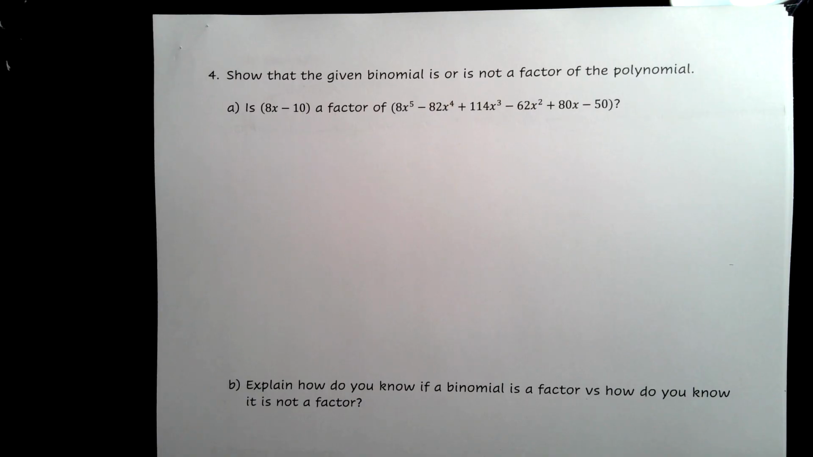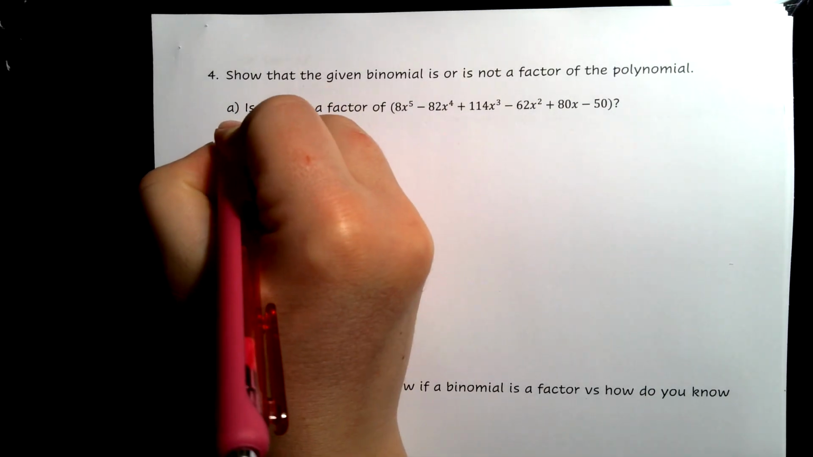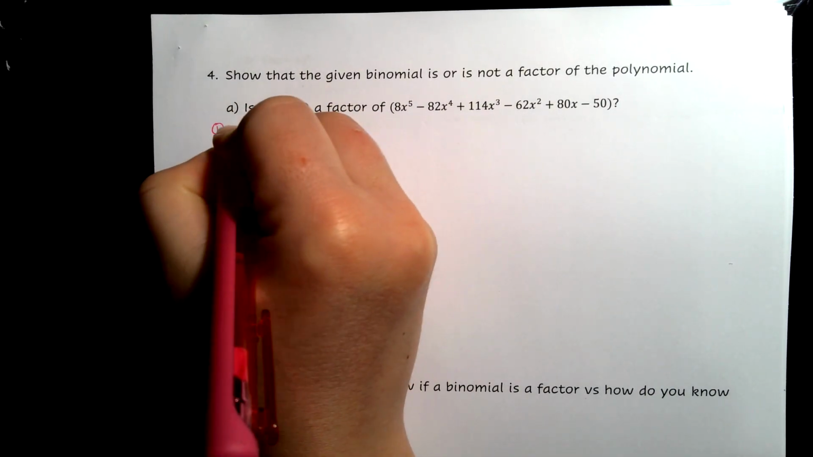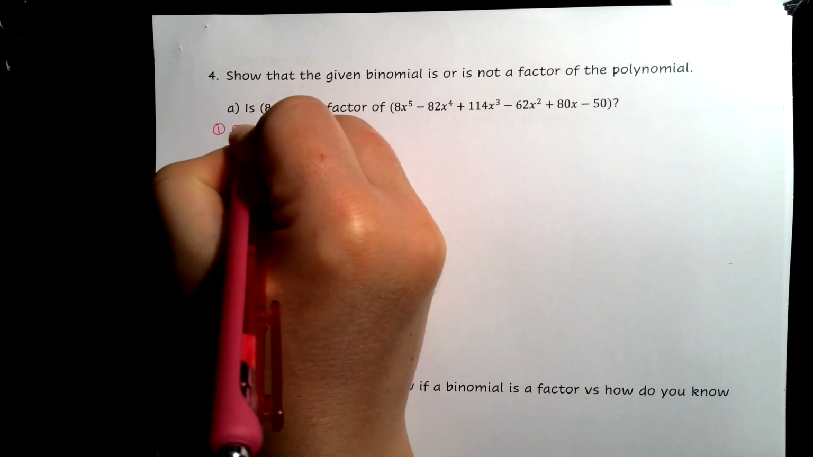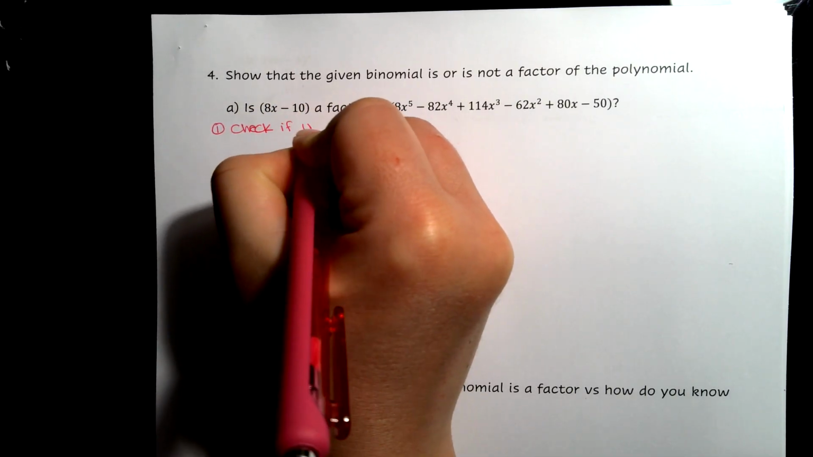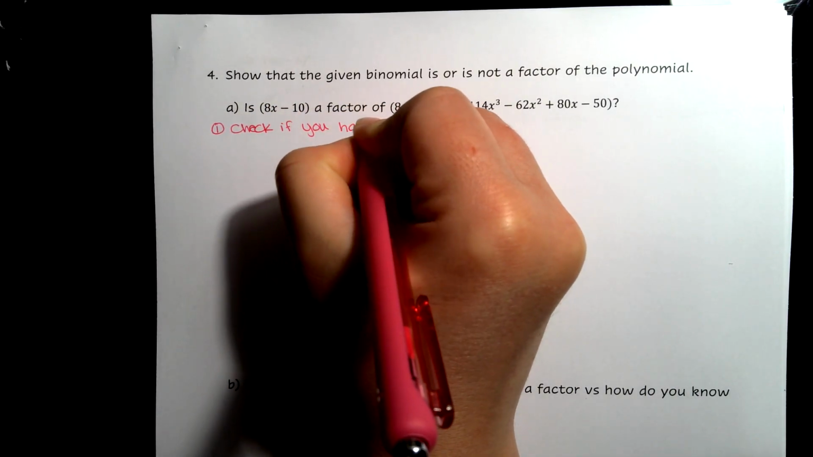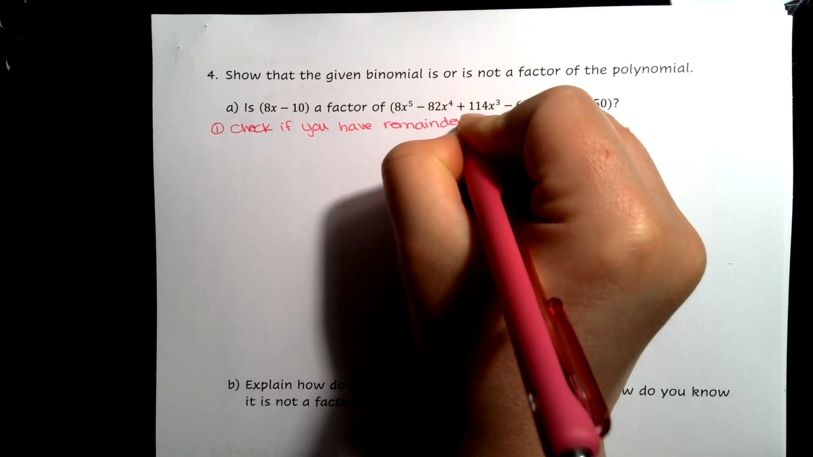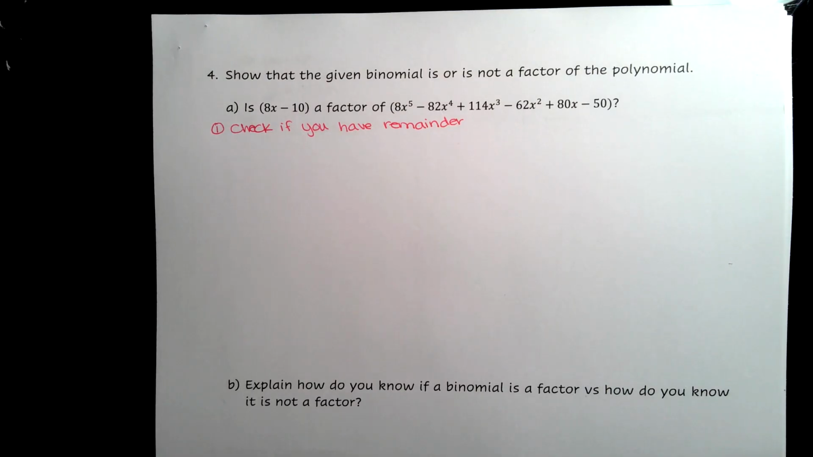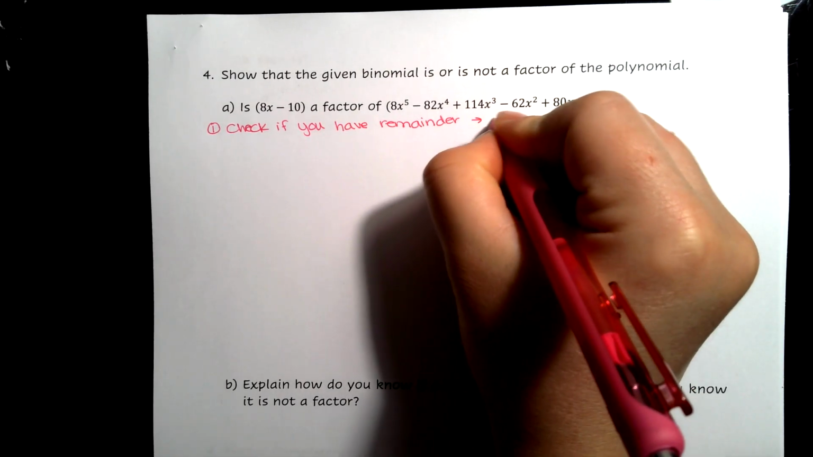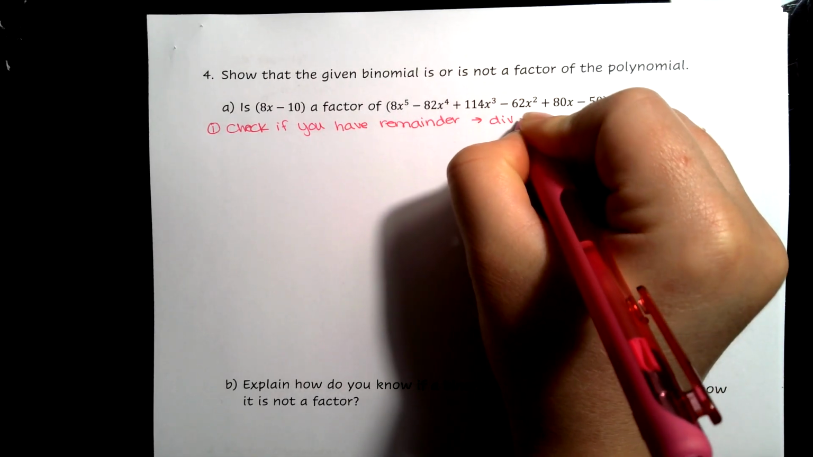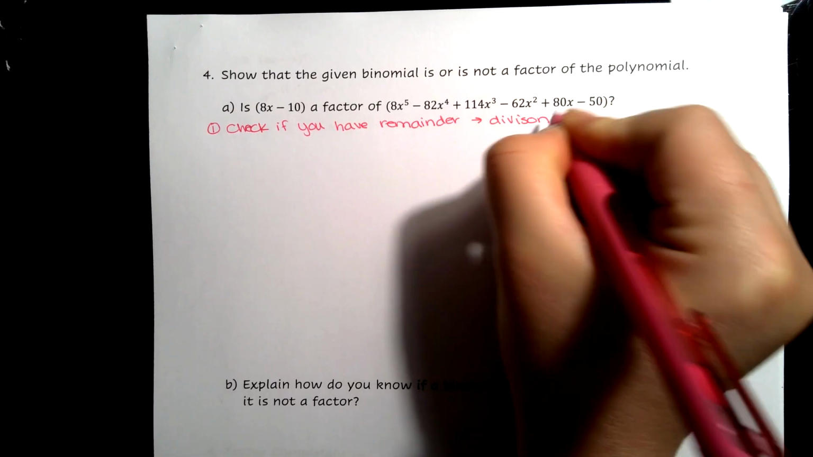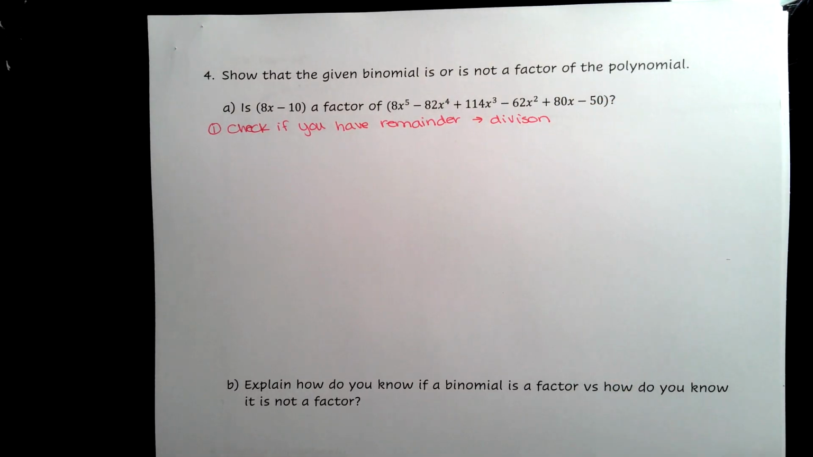This one's asking us if the binomial is a factor or not. So there's two options to do this. Option number 1 is to check if we have a remainder. Now the way to do that, if you use division, long division in this case, you just go ahead and divide, and if you have a remainder, that's fine.